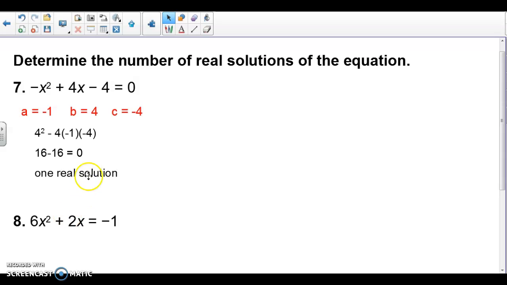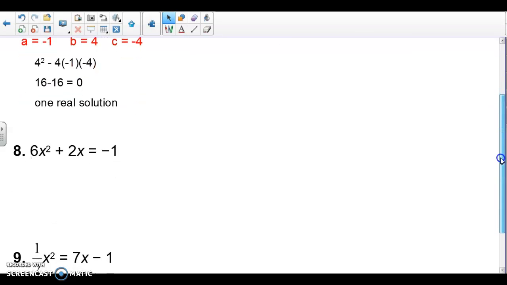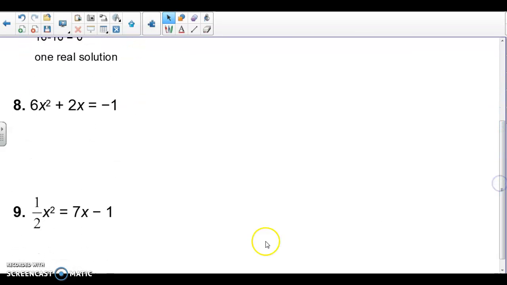All right, so here's our answer for 7. I identified a, b, and c. I did b squared minus 4a times c, which gave me 16 minus 16, which was 0, so there was one real solution. All right, for the next one, I'm going to do the same thing. I'm just going to pause the screen and write in my answers, and the answer will pop up in just a second.